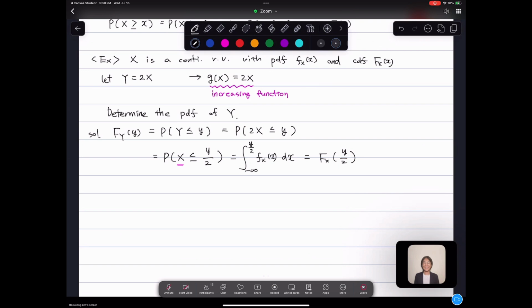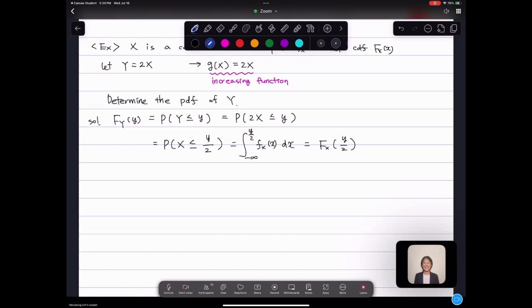I should be getting the PDF, but let's leave it there. I just want to make it a little gentler. I'll do the PDF in a minute, but leave it there. What I want to do is think about this as a general form. So let's imagine something like this. If I want F of y, and your y is a function of x, so instead of 2 times x, there's a probability that your y is less than or equal to y, which is g of x less than or equal to y.